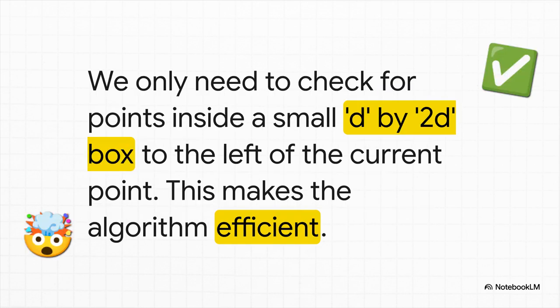And here's the real magic. This is the key insight. We absolutely do not need to check every previous point. Think about it. For a point to be a potential new closest pair, it has to be closer than d, right? That means it must be in a narrow strip of width d to the left of our current point. And not just that, it also has to be within d vertically. This incredible optimization means we only need to look for candidates in this tiny d by 2d box. It's a huge reduction in work.